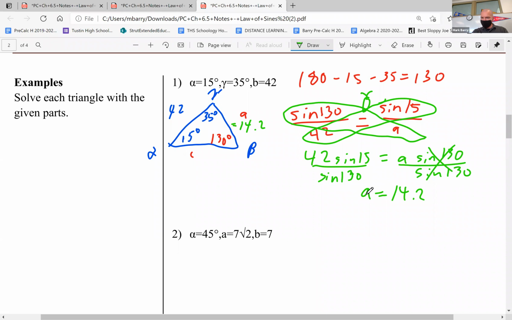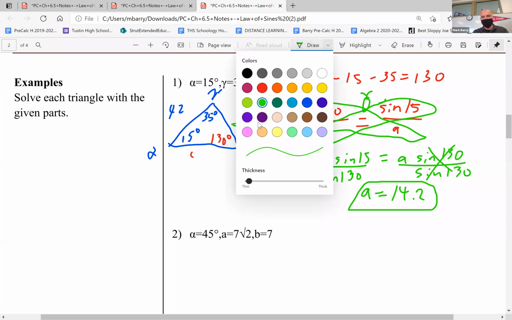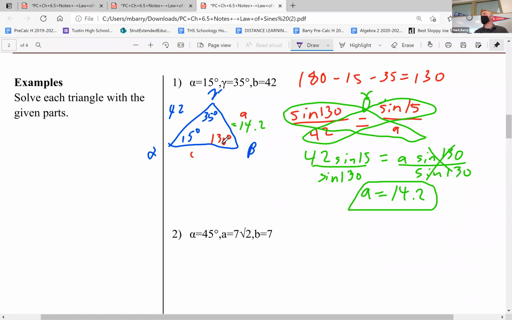Okay, so we found side A. We found angle B. So the last piece of information we need to find is side C. So let's go ahead and find side C now. How are we going to find side C? Well, could we use Pythagorean theorem since we know two sides now? No. Why not? Because remember, Pythagorean theorem only works for right triangles, and this is not a right triangle.